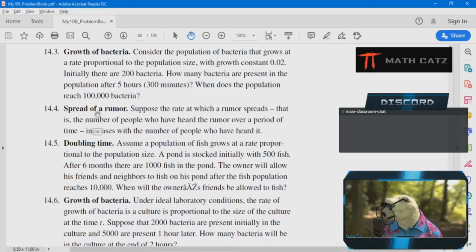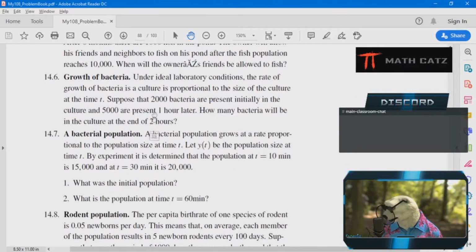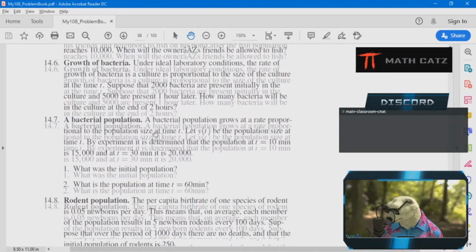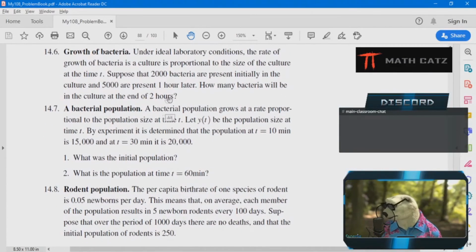Now 14.4 here I do want to do, but this is not the complete question. It comes up later. So let us just see another variation of this with 14.6.